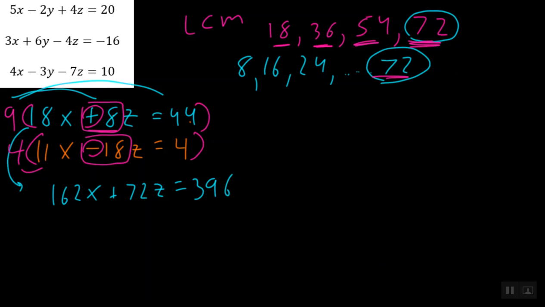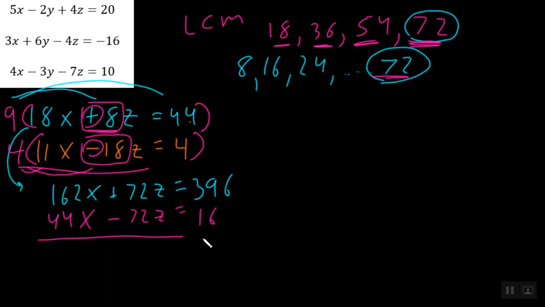We know that 4 times 11 is 44x. 4 times negative 18 is negative 72z. And 4 times 4 is going to give us 16. And now we're going to add straight down. So 162 plus 44 will give us 206x. I know that my z's cancel out, which is what we were going for this whole time.